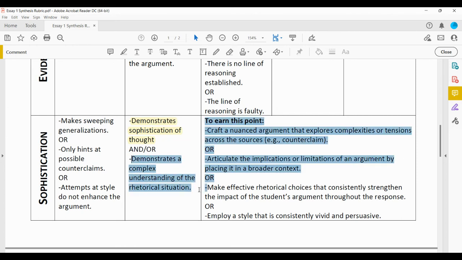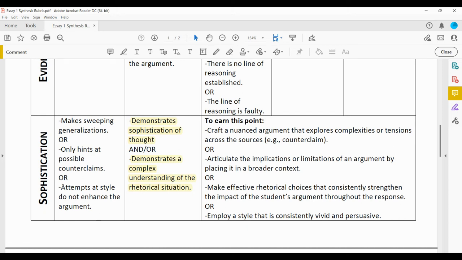Or you demonstrate a complex understanding of the rhetorical situation. You so completely understand what's going on in the world around this particular issue, and you weave that into your commentary, and you bring a totally new depth to your essay. That is what you do to earn your sophistication point. Please notice that there is nothing on the sophistication point that says the student uses lots of big words to try to sound really smart. That is not sophistication as far as AP is concerned.